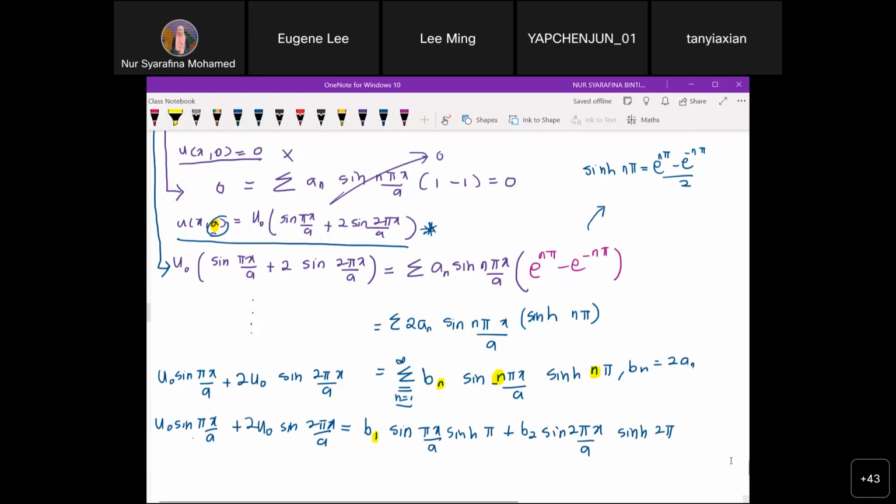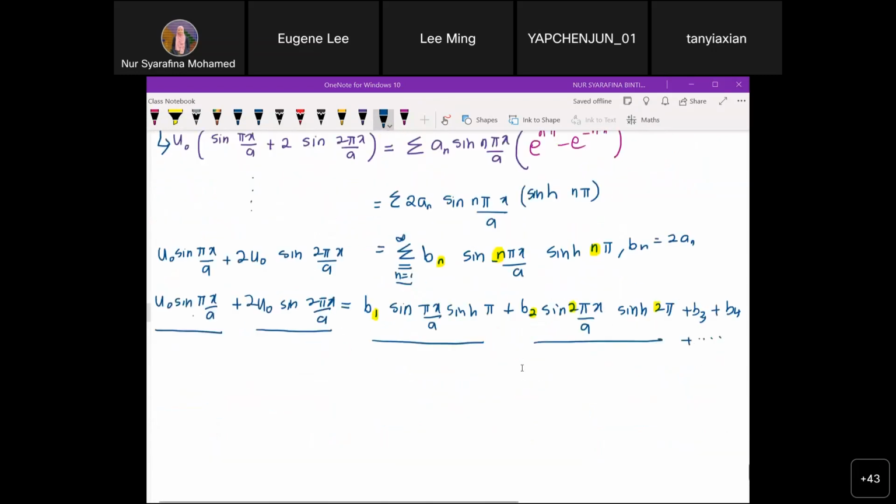Understand or not? Let's take n equals 2. Since this is a summation, it can go up to B3, B4, until n equals infinity. But we want to make a comparison between the left-hand side and the right-hand side, and there are only two expressions. So we just stop at n equals 2. Now we make a comparison.